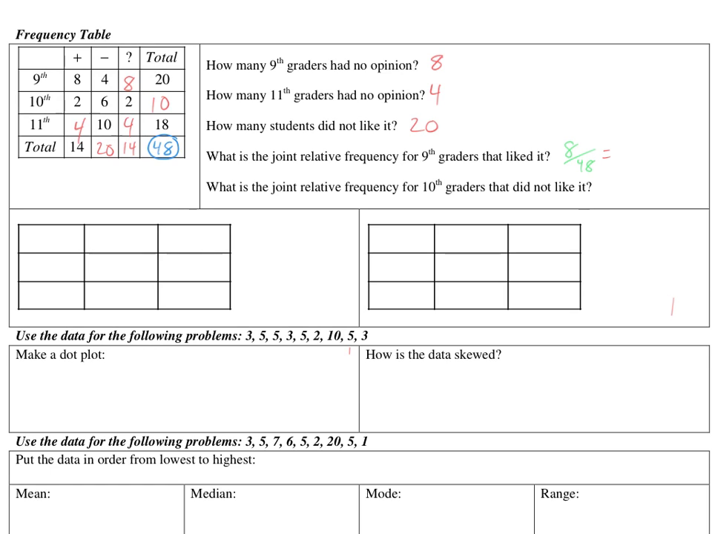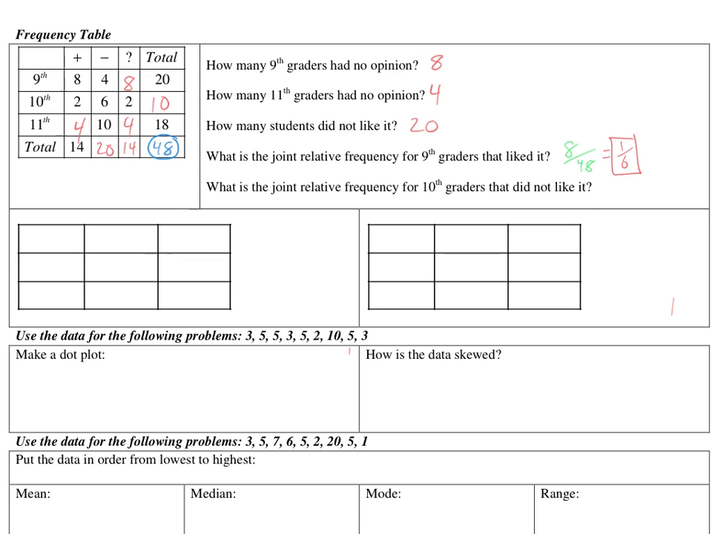And 8 goes into 48 6 times, so it's 1 in every 6, which you could get a decimal. And could your calculator reduce that for you? There you are. That's the likelihood. 1 in every 6 people in this survey, if it's accurate, are ninth graders that liked it.